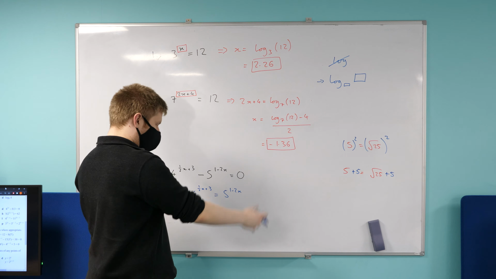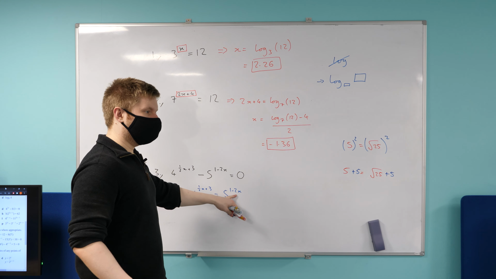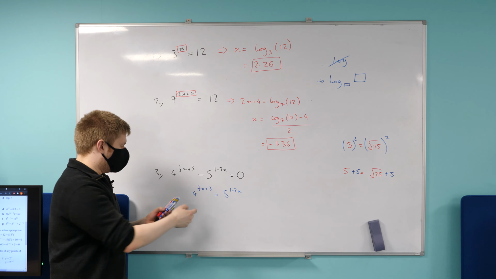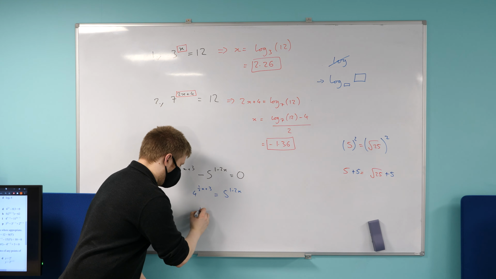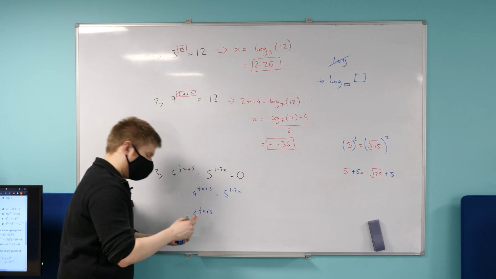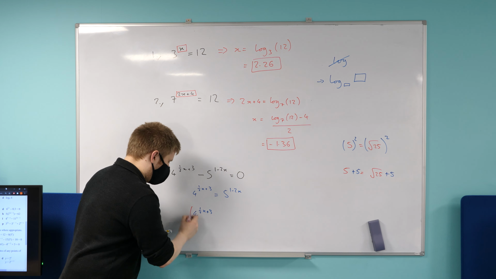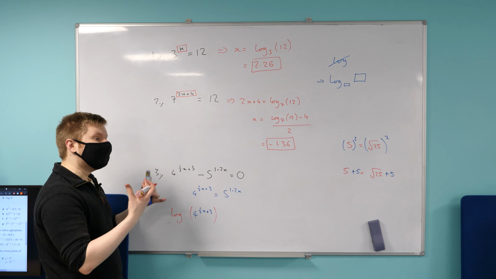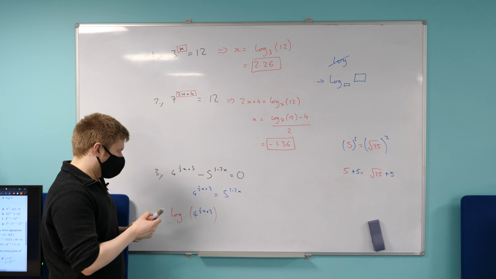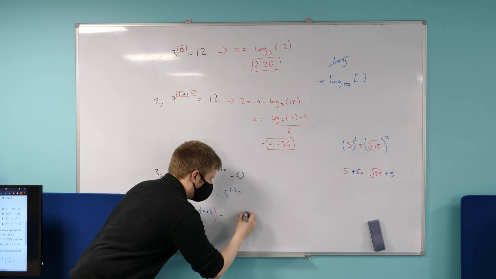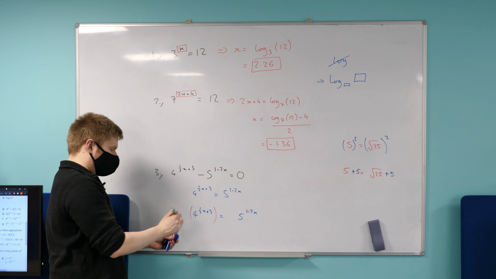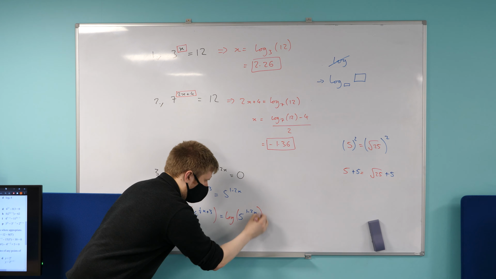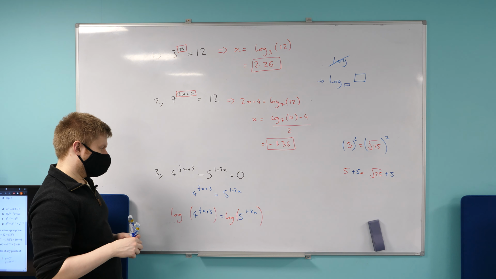Now the function I'm going to use here, because the thing which I want is in the power, is a logarithm. So I'm going to take the logarithm of both sides. I'm going to take this 4 to the power of a half x plus 3, and I'm going to take the logarithm of it. Now in this case, I don't care what the base of the logarithm is, so I'm just going to write log. On the right-hand side, this 5 to the power of 1 minus 2x, because I've taken the logarithm of this side, I'm also going to take the logarithm of the right-hand side as well, like so. Does that make sense?